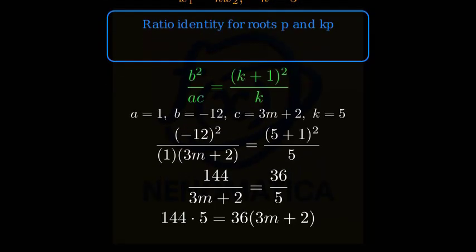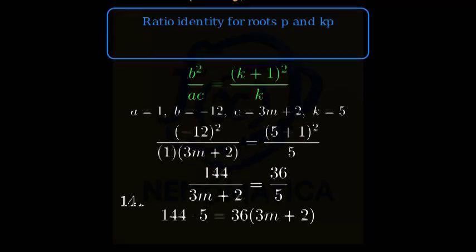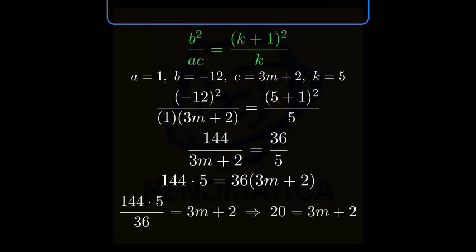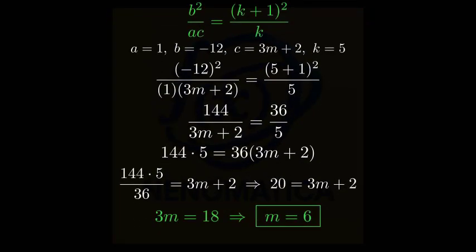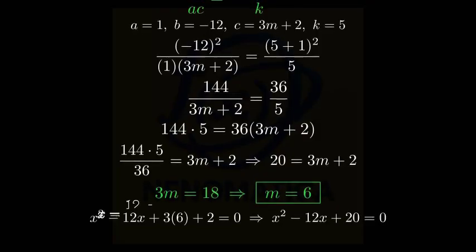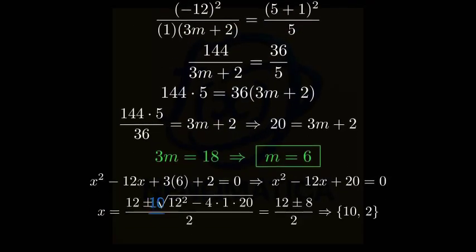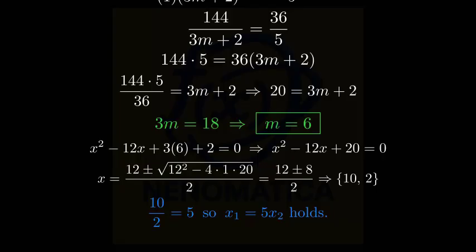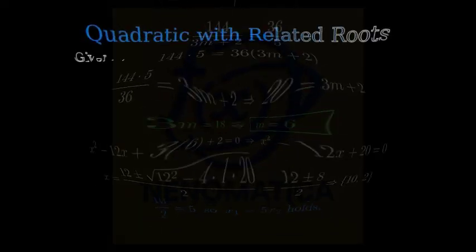Cross-multiply to isolate m. Step 5. Divide both sides by 36, and then solve the linear equation for m. We obtain m equals 6. Quick check. Substitute m equals 6 back into the quadratic. We get x squared minus 12x plus 20 equals 0. The roots are 10 and 2, which have a ratio of 5 to 1. Verified.